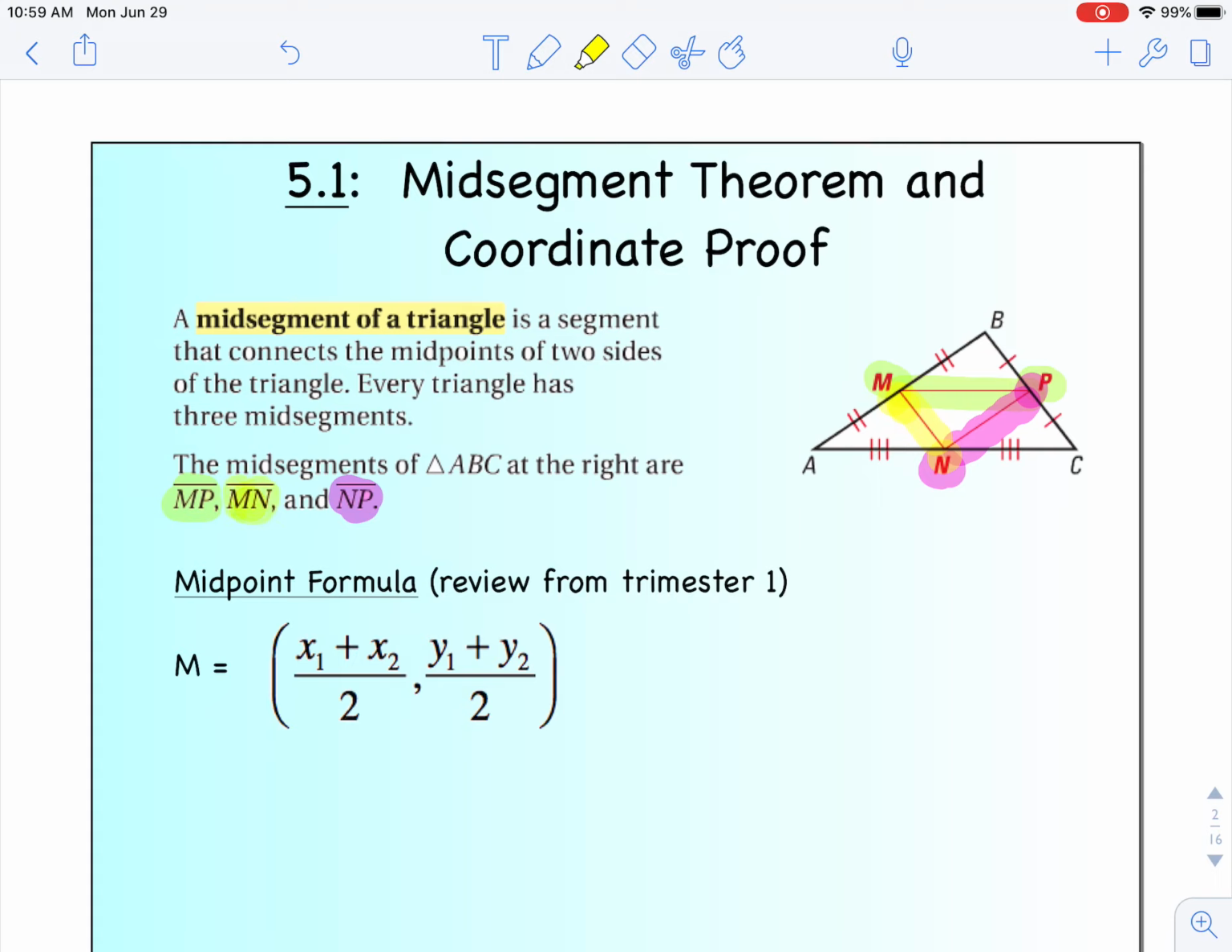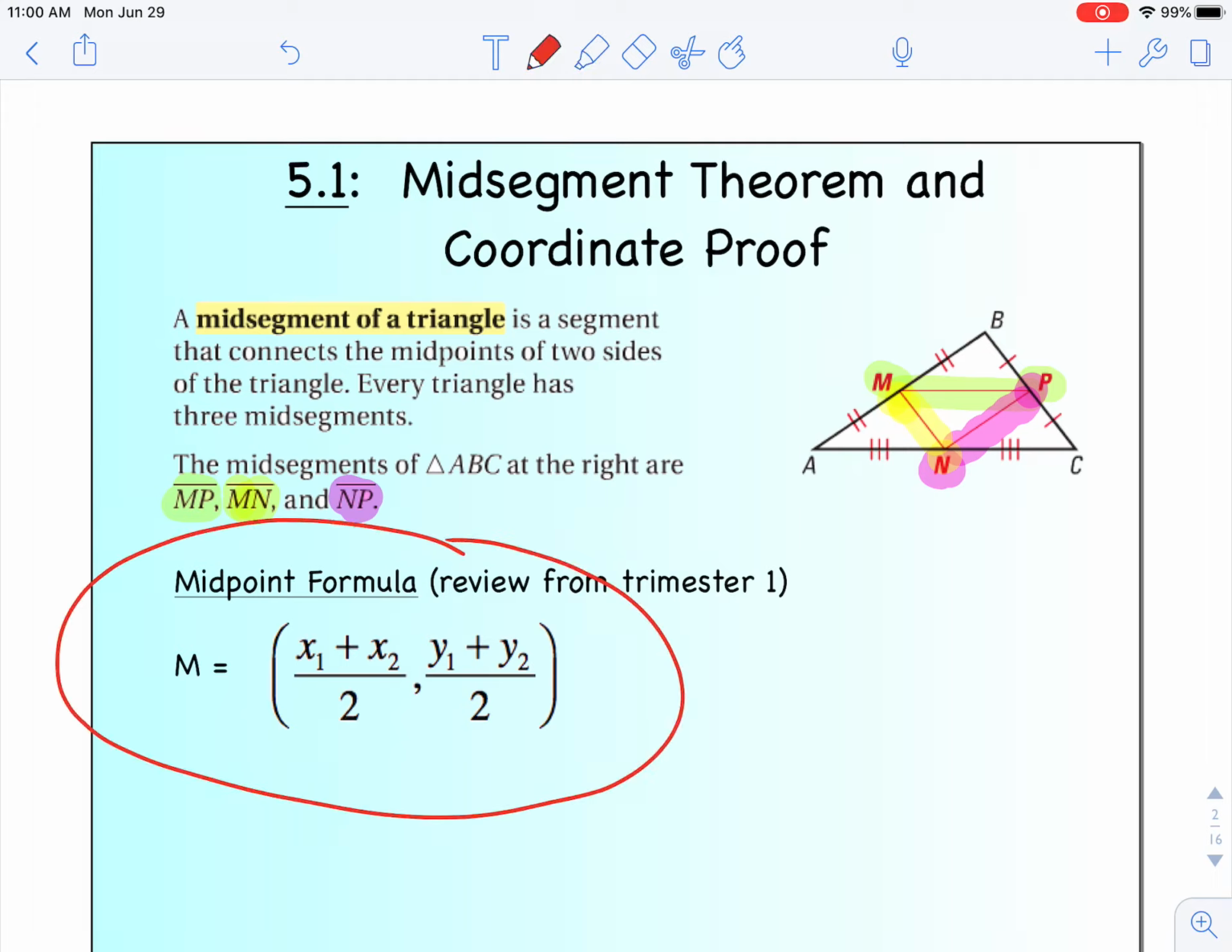And when we draw them all in there, it does get somewhat confusing to have them all in there, but just remember that we find the midpoint using this midpoint formula. We already have talked about that and used that, but if you were doing it in a coordinate plane, that's how you would find the midpoint.